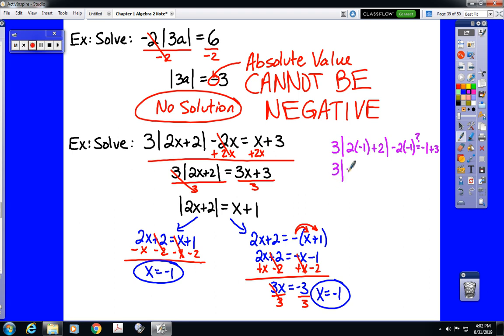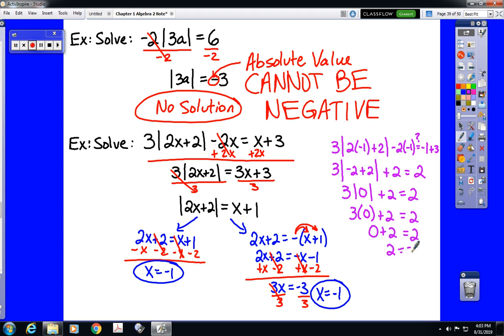So we'd start by simplifying inside the parentheses, and while we're on the outside, we can multiply the negative 2 and the negative 1, and we can add over here. So that's 3 times the absolute value of 0 plus 2 equals 2, which is 3 times 0 plus 2, or 0 plus 2. That absolutely works out. So we have one answer, x equals negative 1.